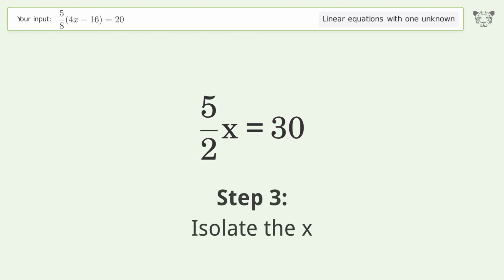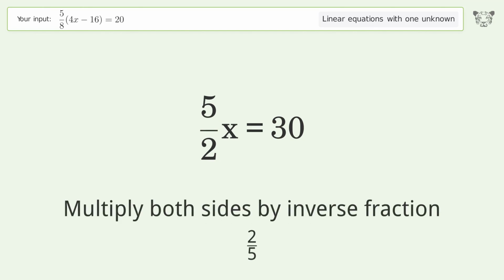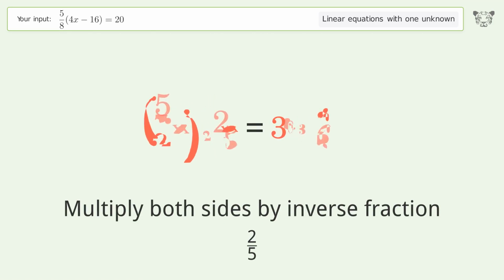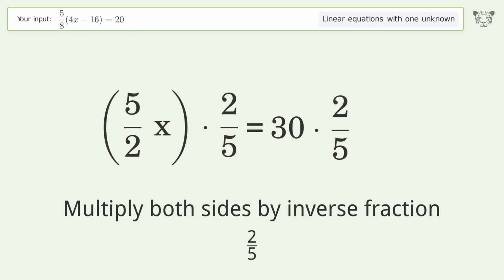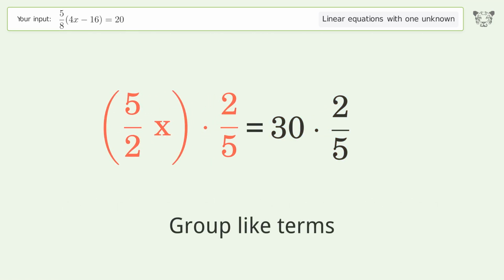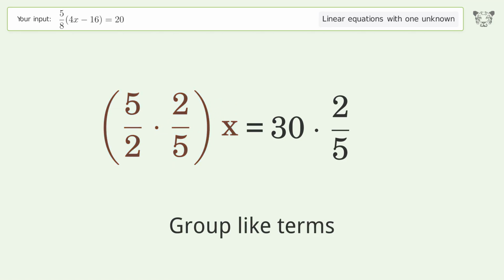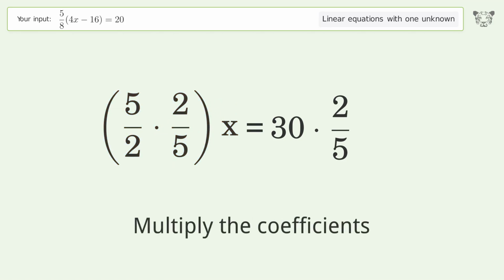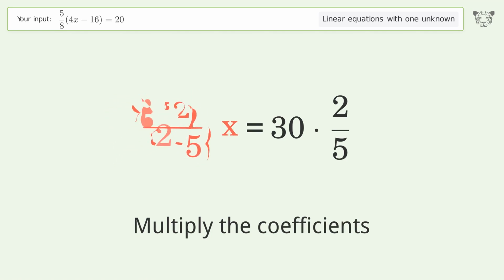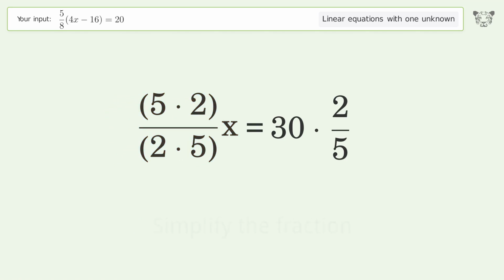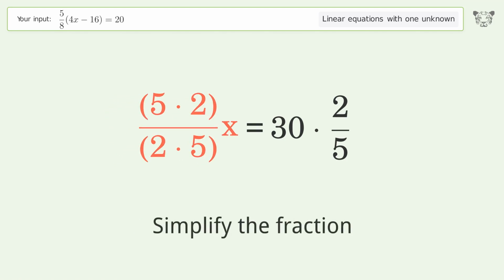Isolate the x. Multiply both sides by inverse fraction 2 over 5. Group like terms. Multiply the coefficients. Simplify the fraction.